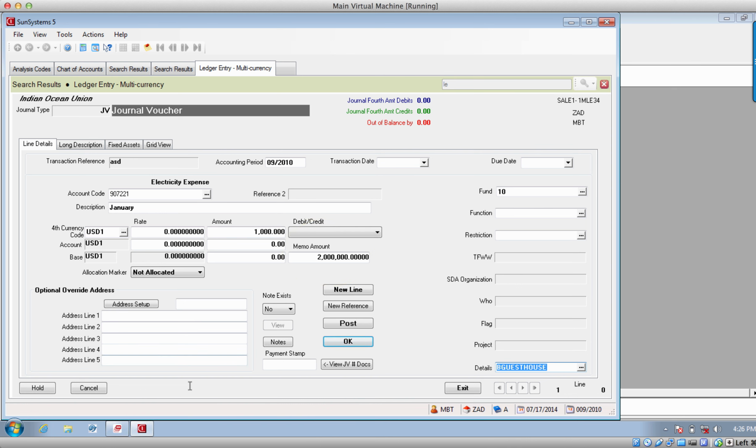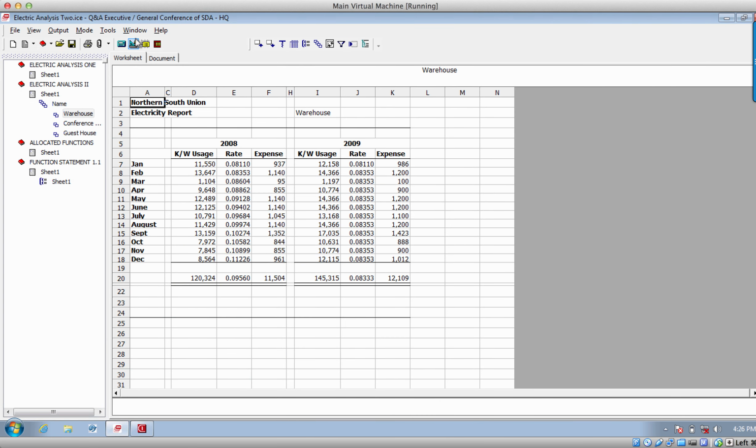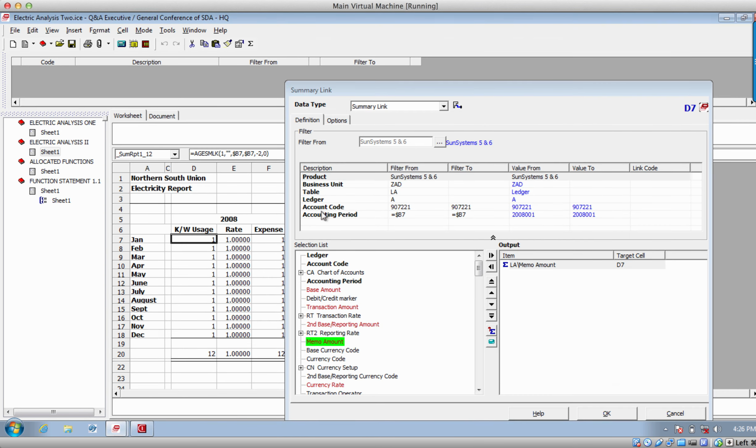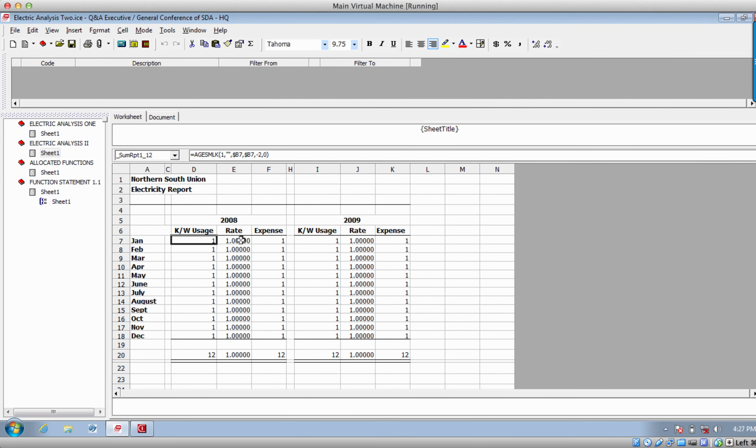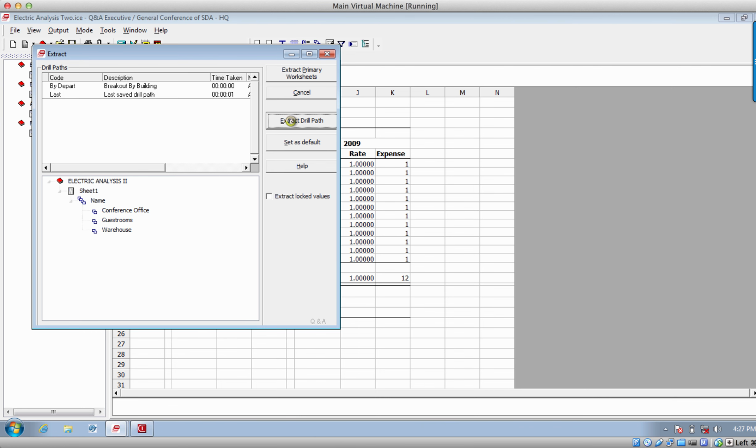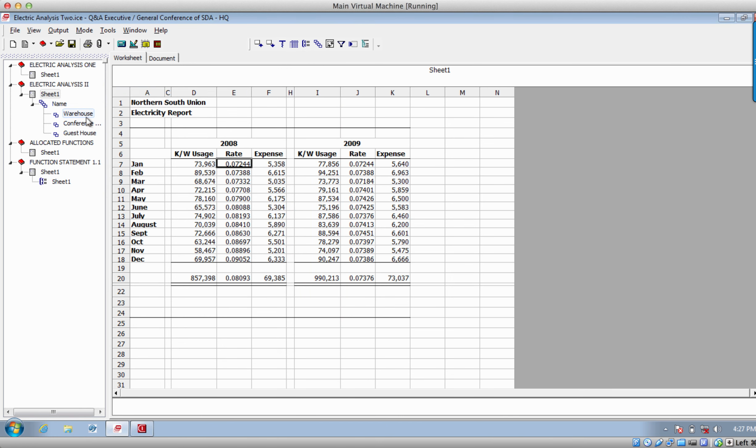All right, and then back over in Q&A, I can access my kilowatt hours, my memo amounts. So instead of clicking base amount over here, which is typical, I've clicked memo amount over here. And that brings up the kilowatt hours that were used. I'm not keeping track of my rate, but my rate is nothing but dividing my expense by my kilowatt hours, and it gives me my rate. So if I know this and I know that, then I know my rate. I don't need to have a field for that, and that's all there is to it. And then when I extract it, I've broken it out by the details analysis dimension, and so I have my expenses for each of those buildings.